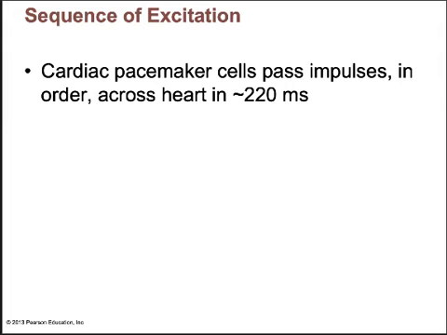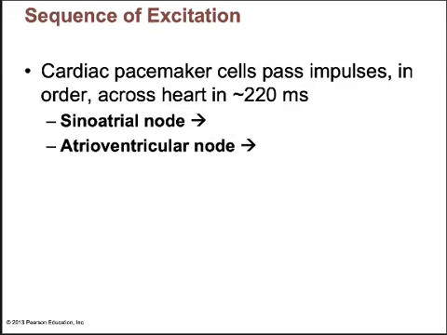Cardiac pacemaker cells pass impulses across the heart in around 220 milliseconds. The SA node sends its impulse to the AV node across the walls of the atria. The AV node captures that electrical signal and pauses for about a second, a little less, and that gives the ventricles time to fill with blood from the atria before we initiate a depolarizing wave at the apex that's going to work its way up the walls of the ventricles via the Purkinje fibers.